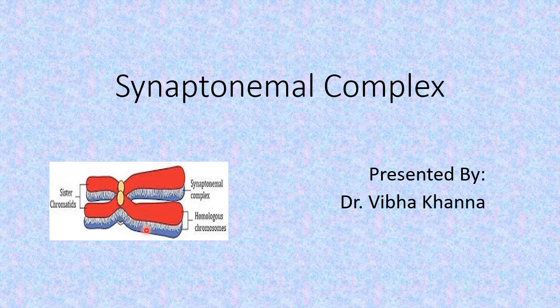And this exchange of chromosomal segments at the time of meiosis is supported by a proteinaceous complex, that is the synaptonemal complex. So in this video, we will be learning something about this synaptonemal complex that is formed during meiosis. That is, it is the characteristic feature of a cell undergoing reductive division.